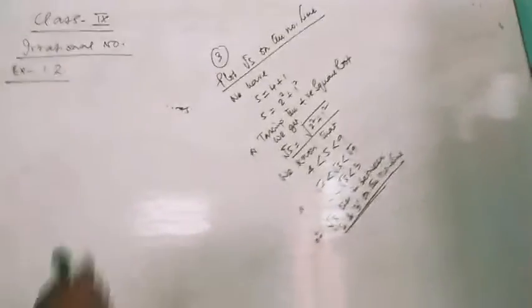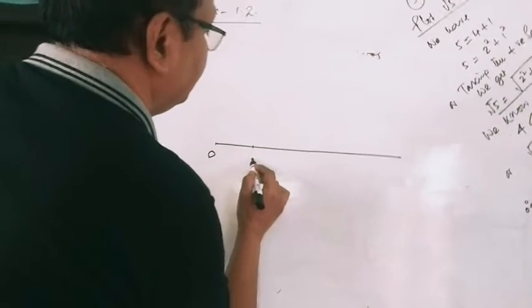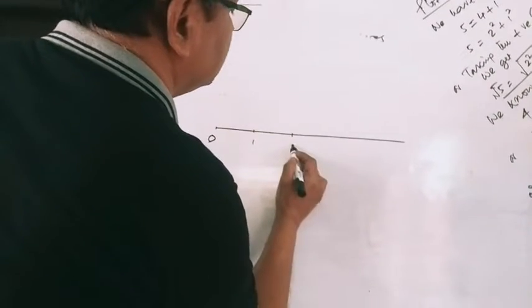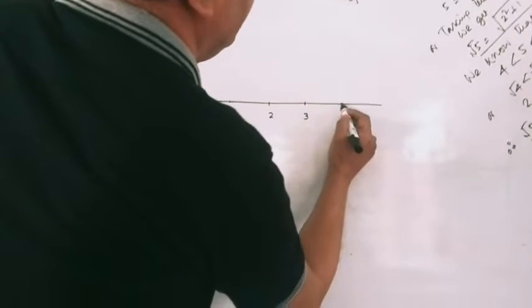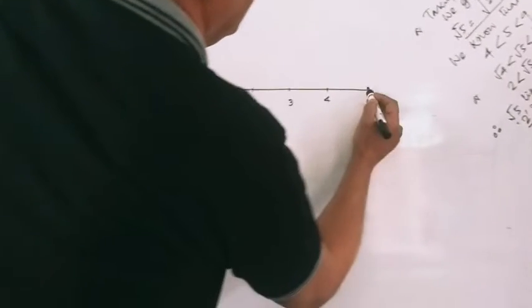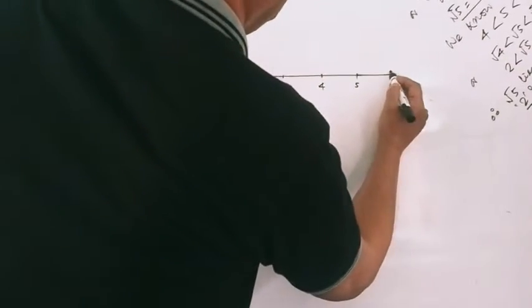We will draw a number line. This is the origin. This is 1. Equidistant 2, at equal distance 3, equal distance 4, and likewise 5, and likewise.